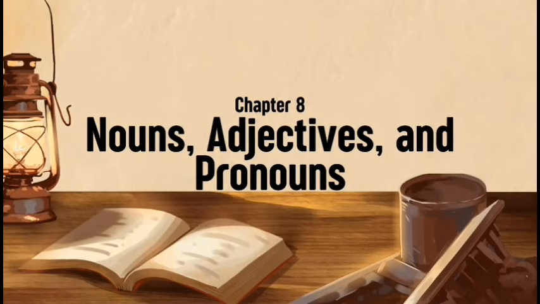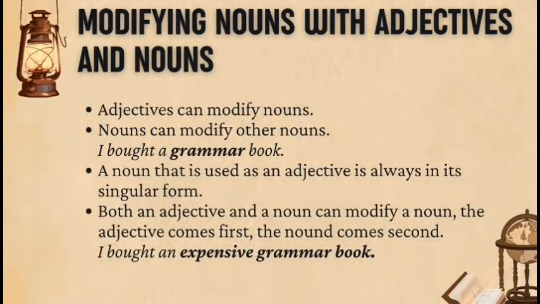Chapter 8. Nouns, adjectives, and pronouns. Modifying nouns with adjectives and nouns. Adjectives can modify nouns. Nouns can modify other nouns. For example, I bought a grammar book. A noun that is used as an adjective is always in its singular form. Both an adjective and a noun can modify a noun. The adjective comes first, the noun comes second. For example, I bought an expensive grammar book.